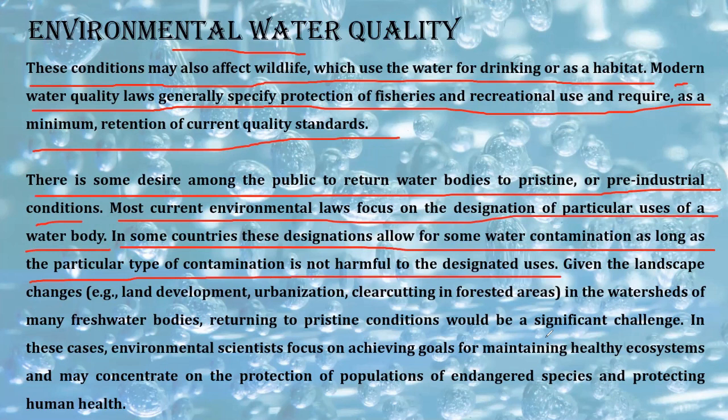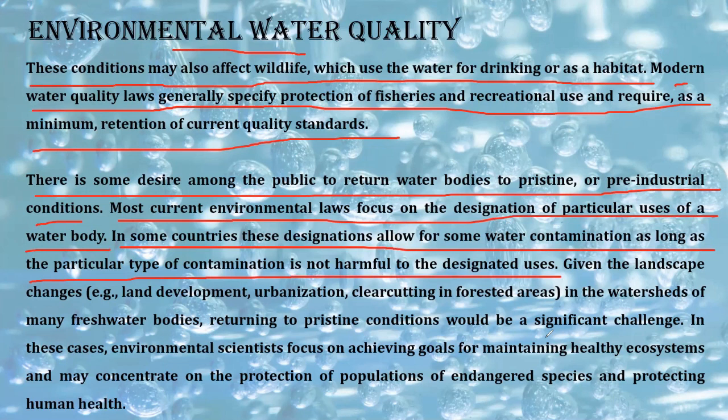See, the laws for maintenance of water quality, whatever has been formulated, basically prescribe that this particular water is designated for this particular type of use. For example, suppose we have a pond. Now, in that pond there are a large number of fishes.